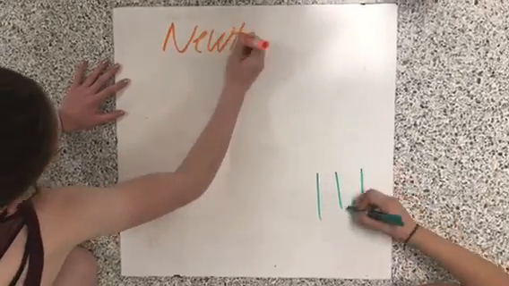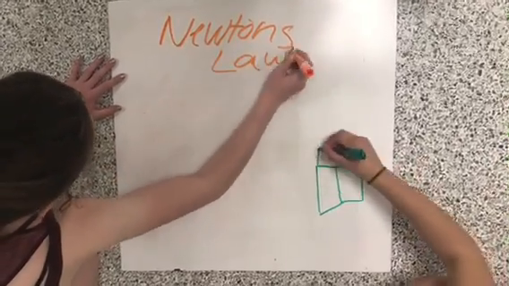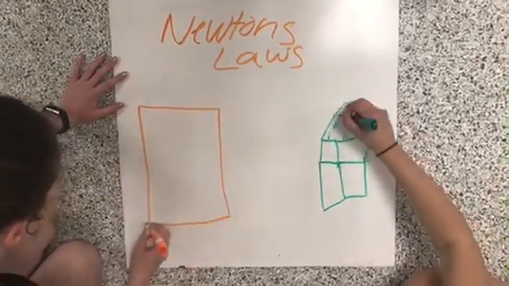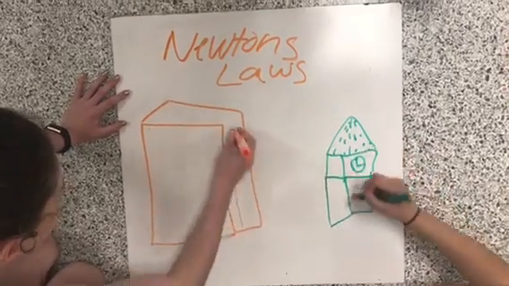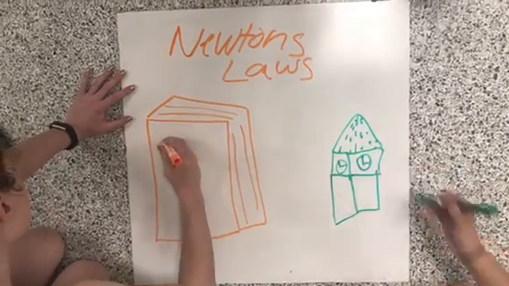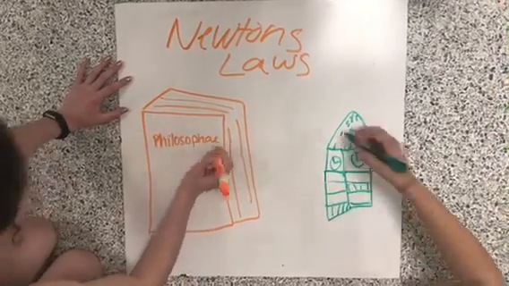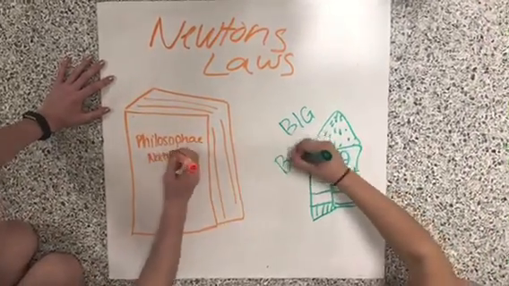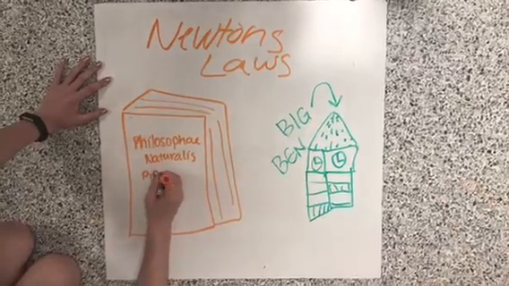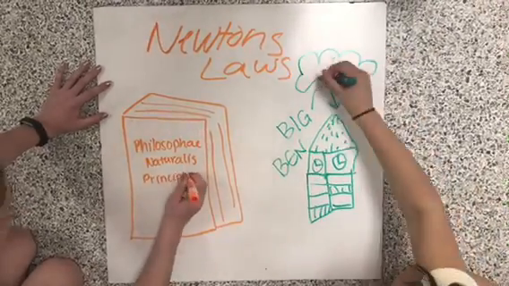Sir Isaac Newton's laws of motion are used to explain the relationship between force, motion, acceleration, mass, and inertia, and they are the foundation for classical mechanics. They were first described in his book, The Mathematical Principles of Natural Philosophy. Isaac Newton was born in 1643 in Lincolnshire, England.